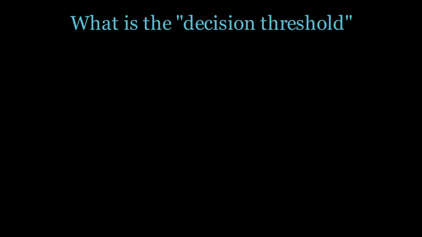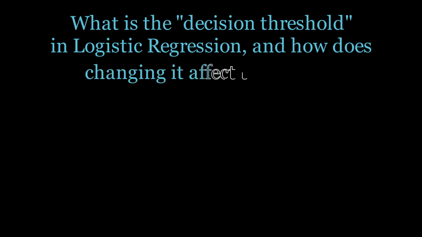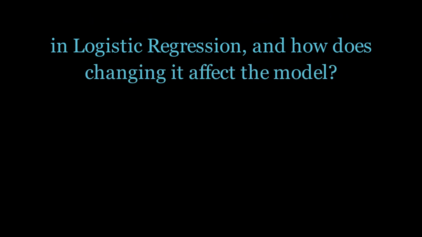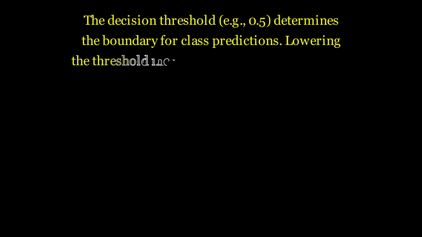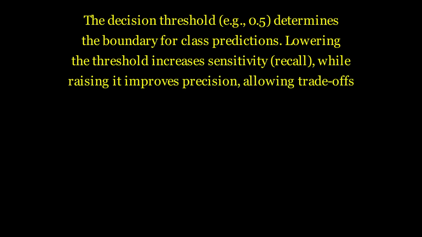What is the decision threshold in logistic regression, and how does changing it affect the model? The decision threshold (0.5) determines the boundary for class predictions. Lowering the threshold increases sensitivity, recall, while raising it improves precision, allowing trade-offs based on the problem requirements.